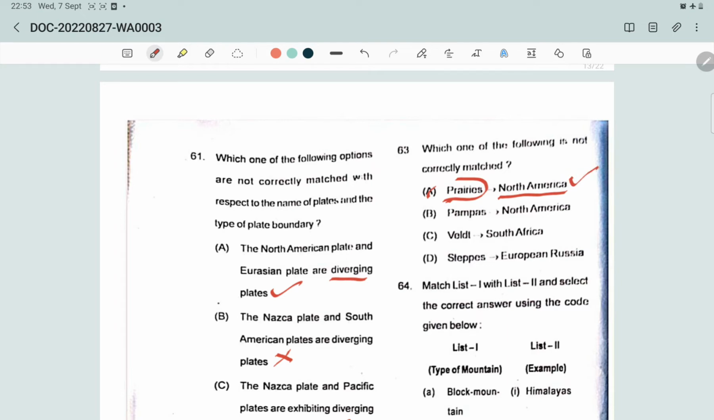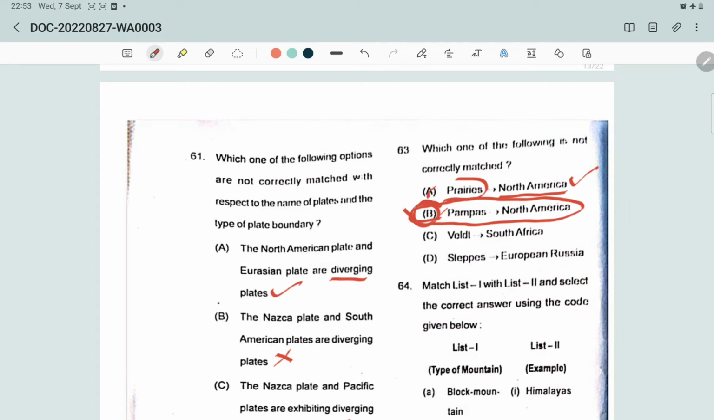And the pampas are the vast plains extending westward across central Argentina from the Atlantic coast to the Andean foothills, bounded by the Gran Chaco in the north and Patagonia in the south. It is found in the Andean foothills and Argentina, which is in South America. Hence this is not correctly matched. Pampas are found in South America, not in North America, so it is the answer.